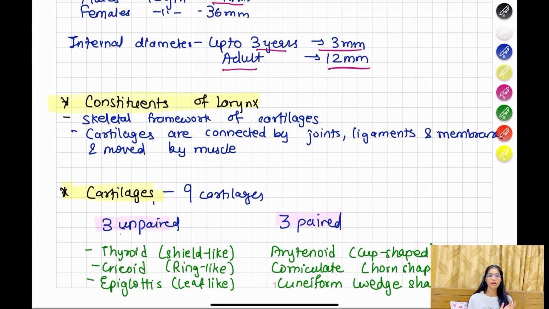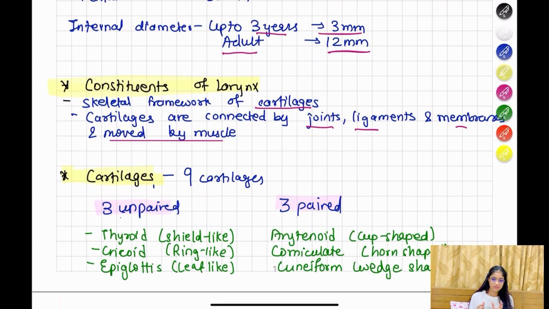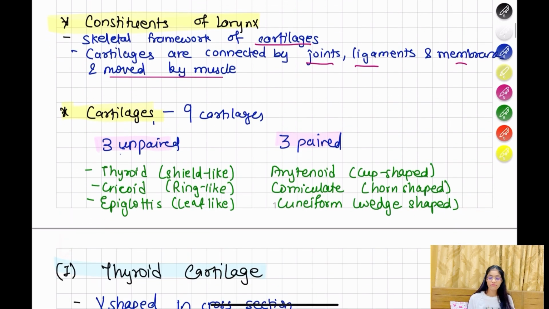Now, constituents of larynx. From here the main part starts. Constituents of larynx is a skeletal framework of cartilages. Cartilages are connected by joints, ligaments and membrane and moved by muscle. It's nothing but cartilage. It doesn't have any bony part. So the cartilages are connected by joints, ligaments, membranes and muscles. Now let's begin with the cartilages.